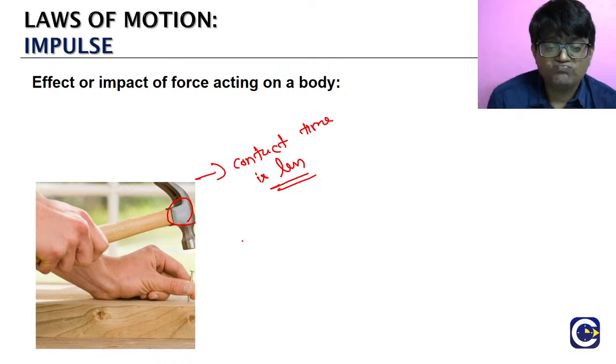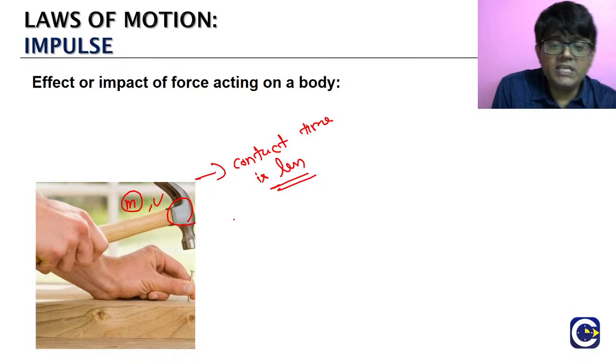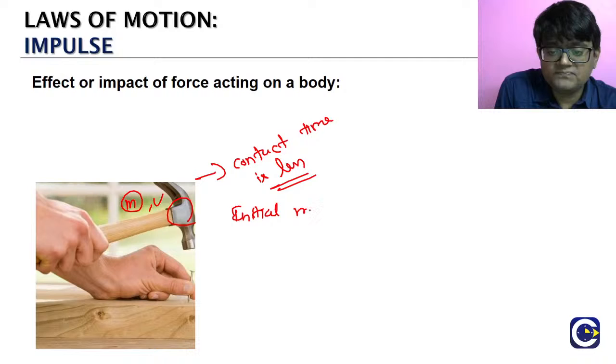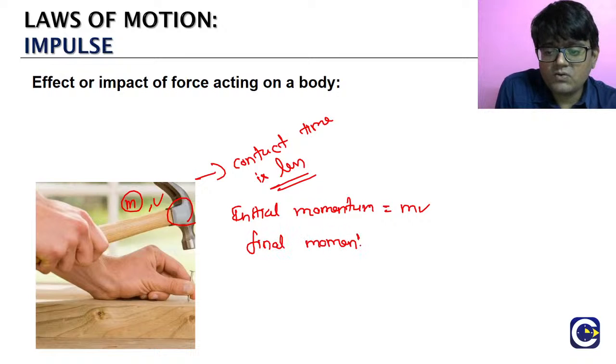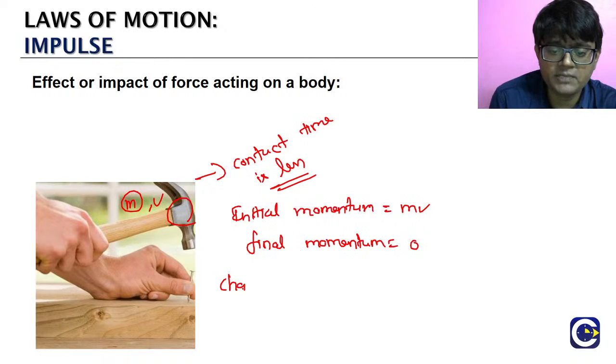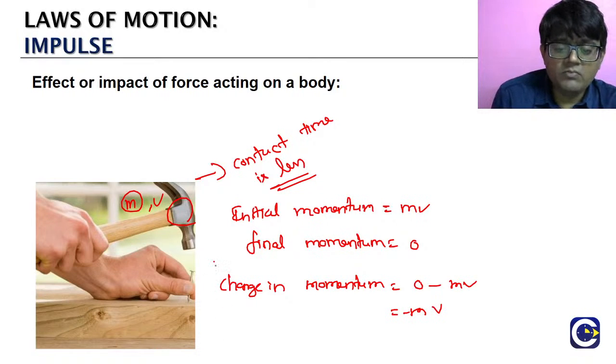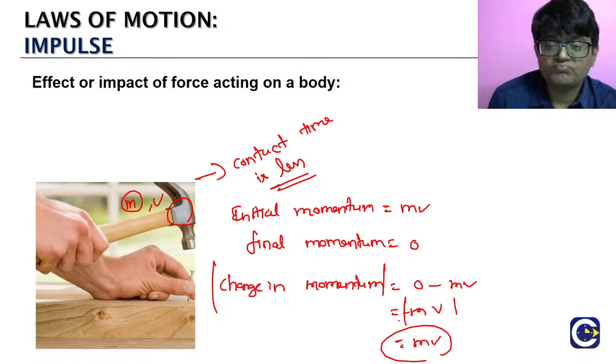You have the hammer. Let's say the hammer's mass is m, and it has a velocity v. So the initial momentum of the hammer is m into v. The final momentum, once it hits the nail, is zero because it finally comes to rest. So the change in momentum is final momentum minus initial momentum. We'll just look at the magnitude. The magnitude of change in momentum is mv.